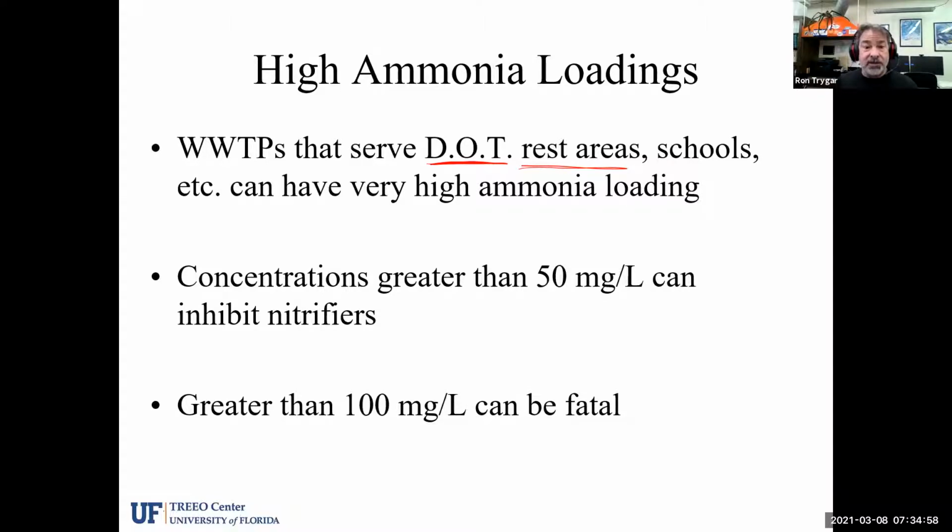But what happens when we start traveling for the holidays, or to, let's say, football games, or for certain types of activities in your state? We have spring break and bike week and all that kind of stuff, where a lot of people travel to go to certain areas, and those rest areas that serve along the highways can see higher loadings during those times. So you can see spikes on organic nitrogen and ammonia coming into your plant because of the use of these rest areas. The schools, places like that, can have very high ammonia loadings.